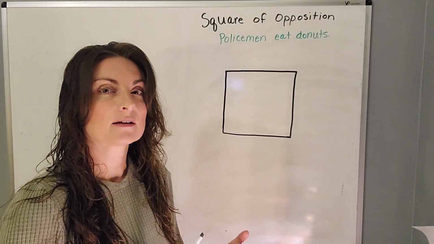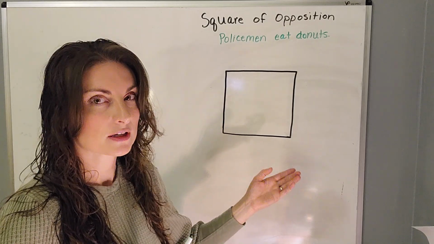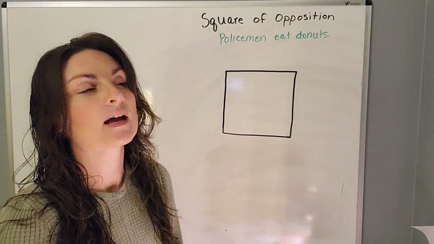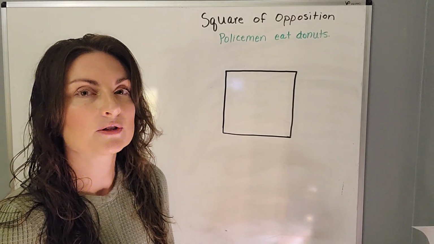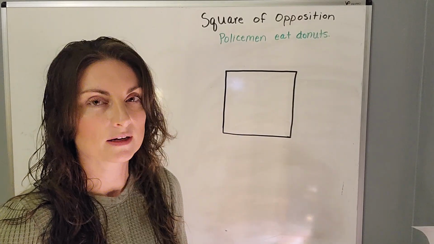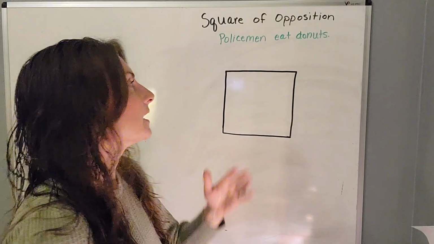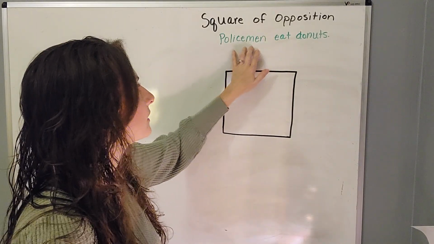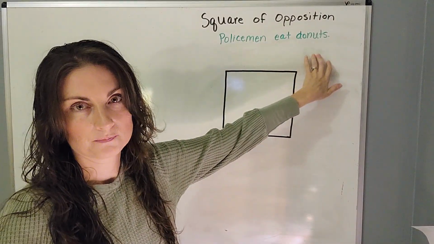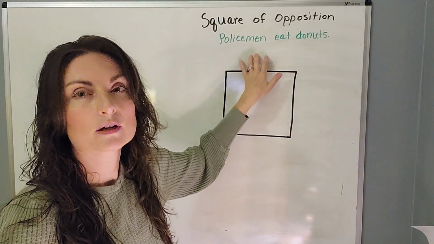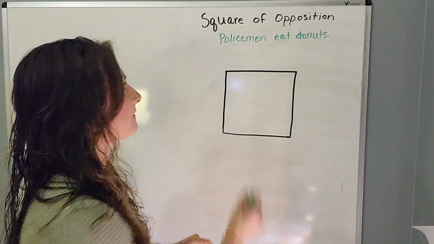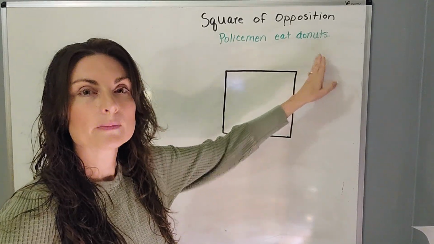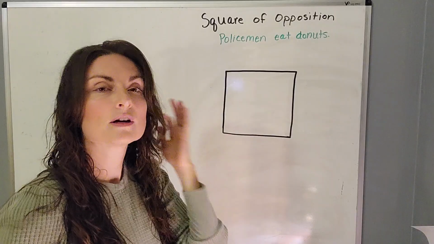But today, when we use the square of opposition, we're actually looking at statements that have the exact same subject and the exact same predicate. Now, I have this sentence up here, just to show: policemen eat donuts. This is what we're going to be using. And if you notice, we have the subject and donuts. So this will remain the same throughout each of our statements.